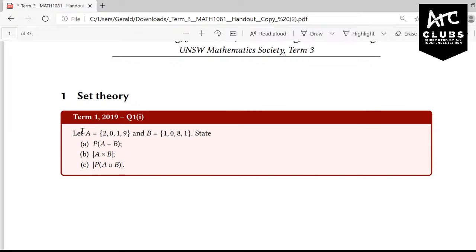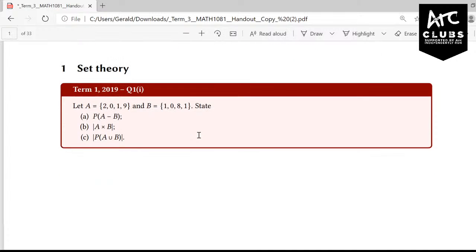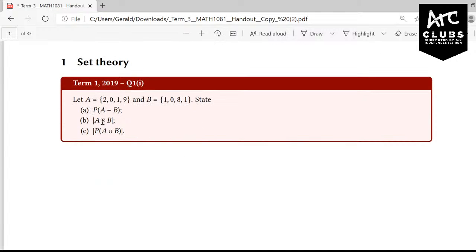So let A be this set containing 2, 0, 1, 9 and B is this set 1, 0, 8, 1, and we want to state the power set of the set difference. So if you recall from way back when you first touched on set theory, if we have something like A minus B, that really just means it's a set of things inside A that is not in B.